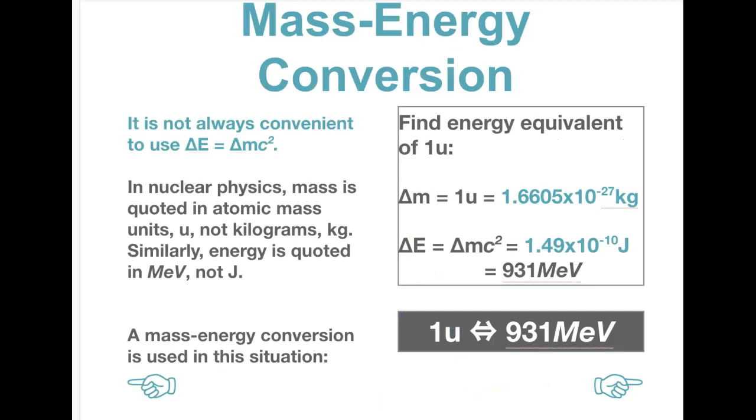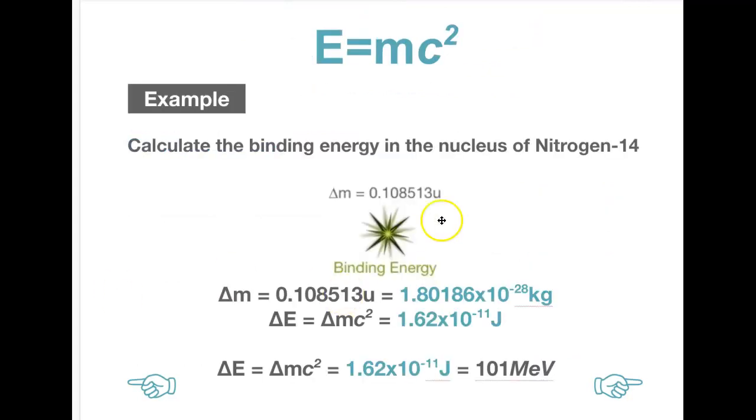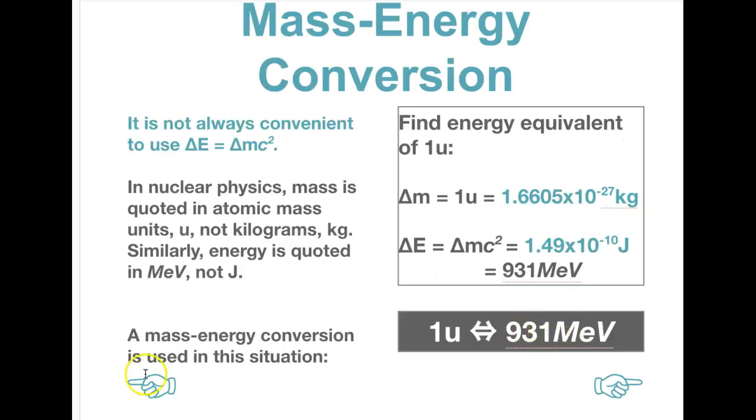That process does seem rather complicated, and the IB gives you a shortcut. 1 u actually corresponds automatically to 931 mega electron volts. And so you have this conversion in the data booklet. 1 u is equal to 931 MeV. And so when you have a question like this one, you can use that conversion directly. This multiplied by 931.